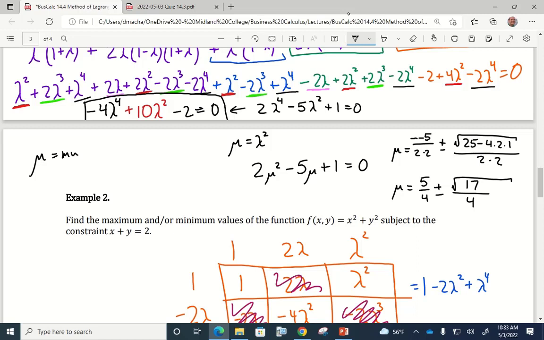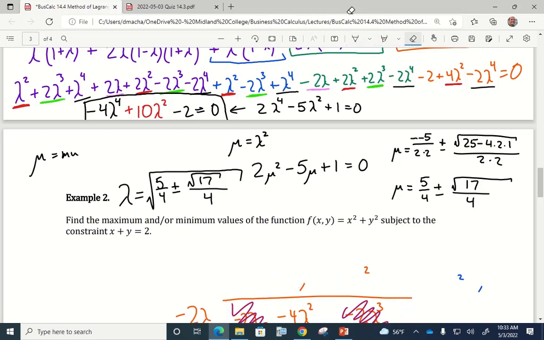Awesome. So I have these really crappy values for mu, and I say they're crappy because they're really ugly. And remember that mu is lambda squared, and what I really wanted to know was lambda. So lambda is going to be the square root of 5/4 plus or minus square root of 17 over 4. So that's not going to be very happy numbers, but we do have a TI-30 calculator available to us, right?